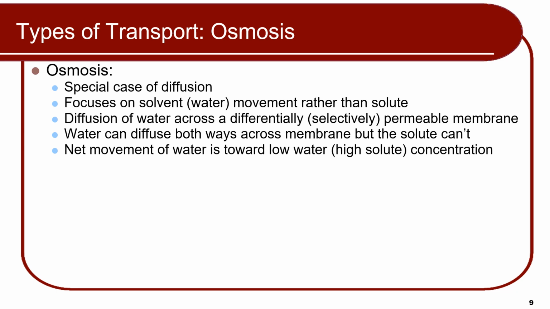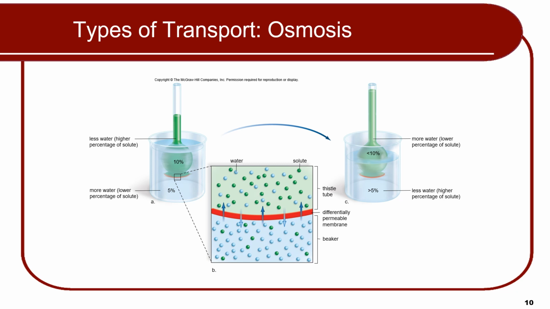For water, we're going to talk about water in particular now, because water is a special case of diffusion. And the diffusion of water has a special name. It's called osmosis. So it's still diffusion. It's still water going from where there's more water to less water.